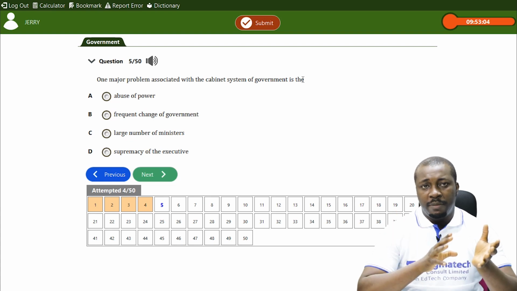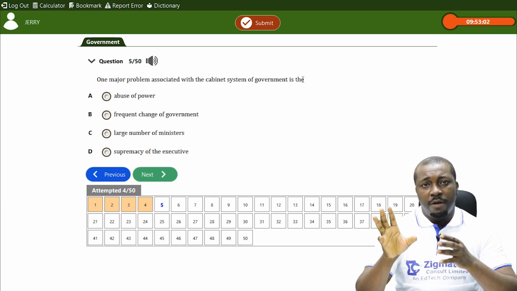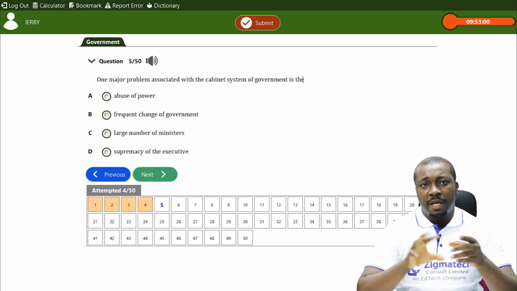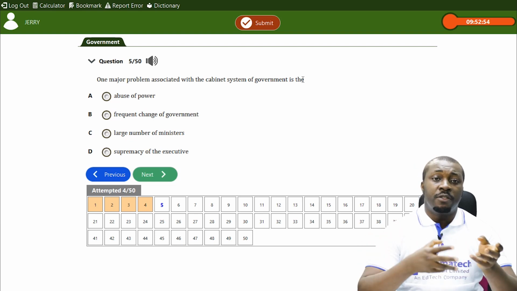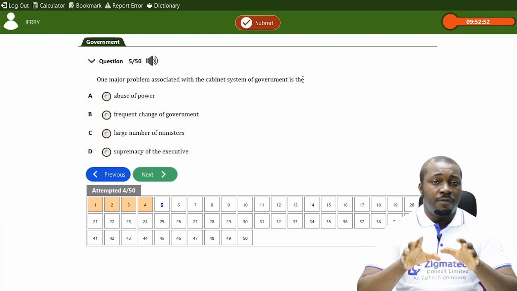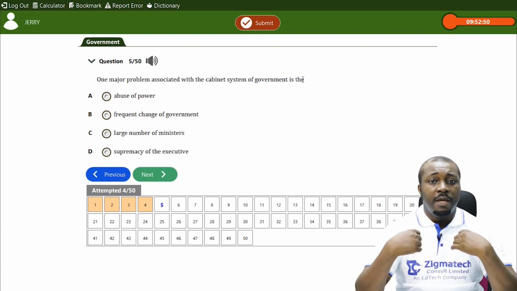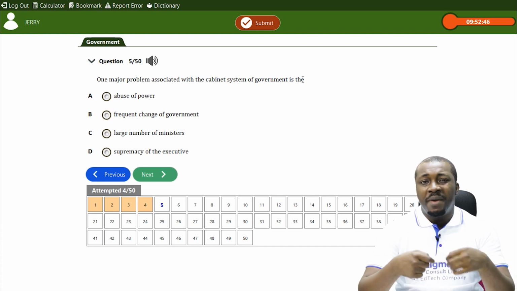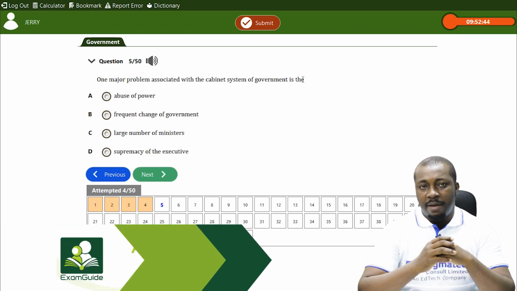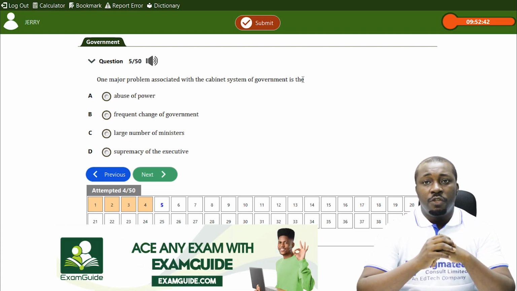The head of government is the leader of the party that has majority seats in the parliament, and it is from the parliament that the members of the executive are made. That is why we talk about parliamentary supremacy, because the executive is responsible not directly to the people, but directly to the parliament. That's why we talk about parliamentary supremacy in a parliamentary system of government.